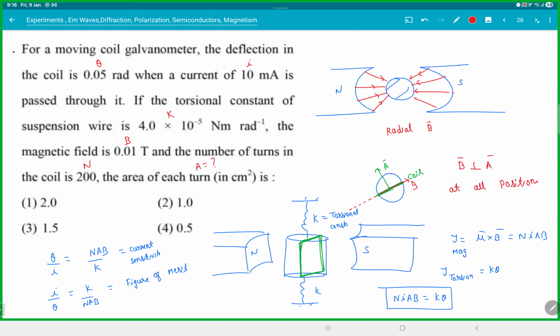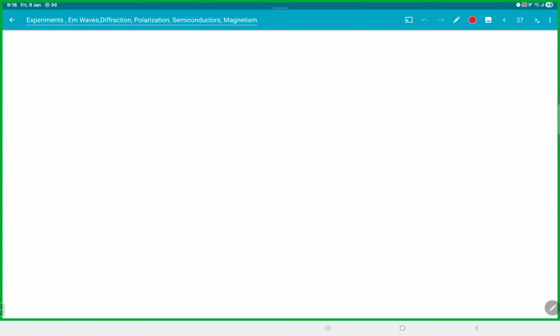Clear with this? So I don't know the answer, but I think people got B. But is the experiment clear, everyone? Now, in this experiment, if you remember, there's one more important thing: voltage sensitivity and current sensitivity. Theta by I is current sensitivity.